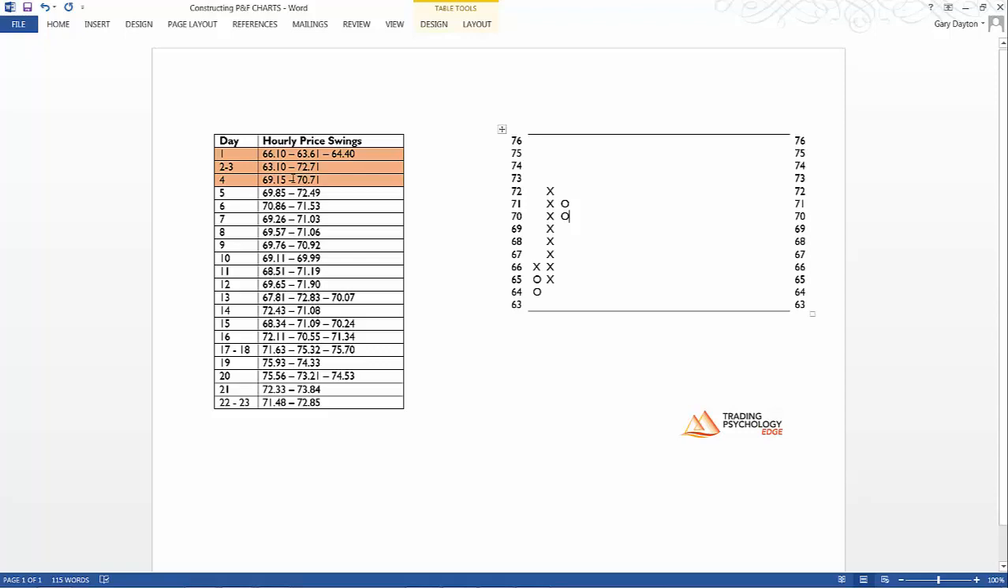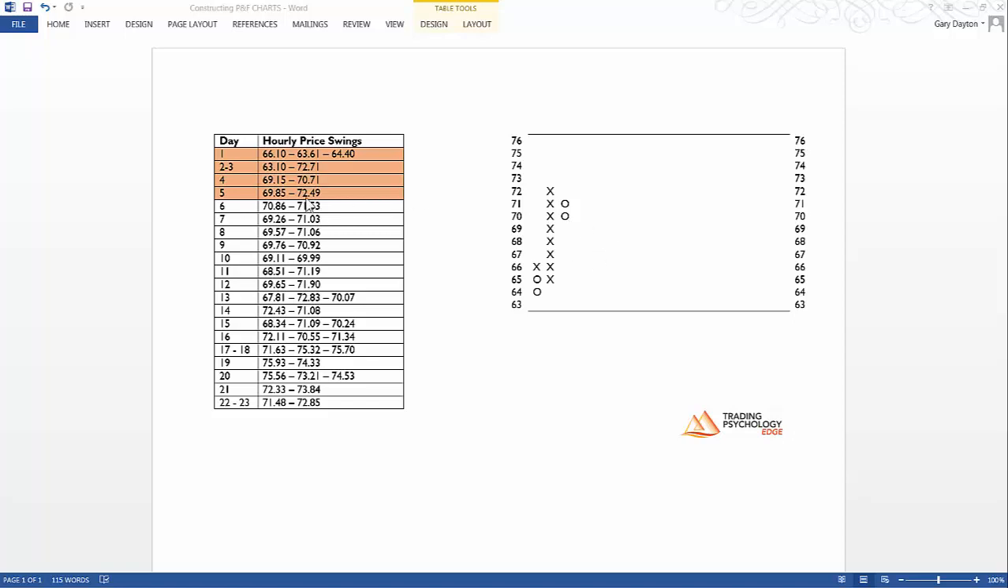So notice that the market in its actual price movement went from 69.15 back up to 70.71. Well, we're already at 70. It didn't reach or exceed 71, so therefore we stop at 70. Our next day's set of swing data shows the market coming down to 69.85. We don't penetrate 69. We're already at 70, so we don't do anything.